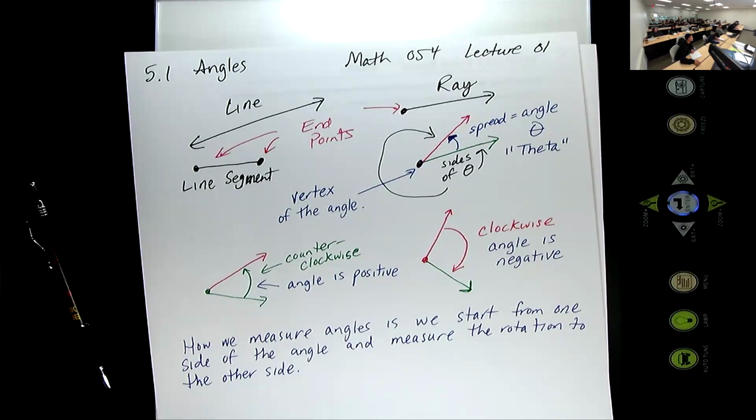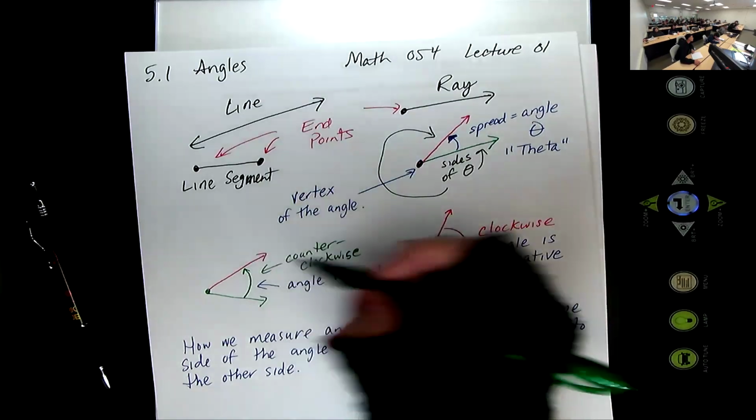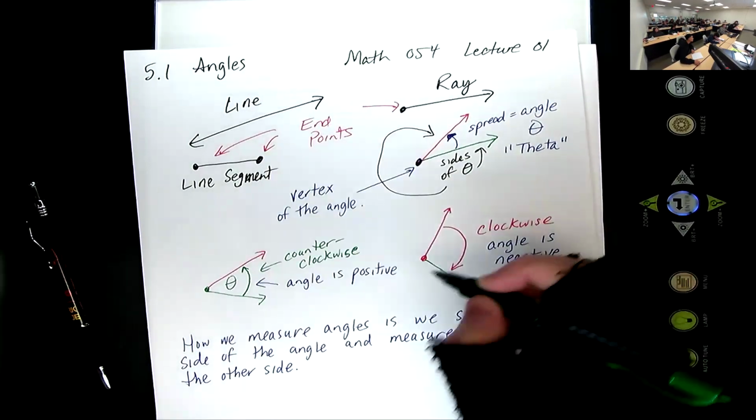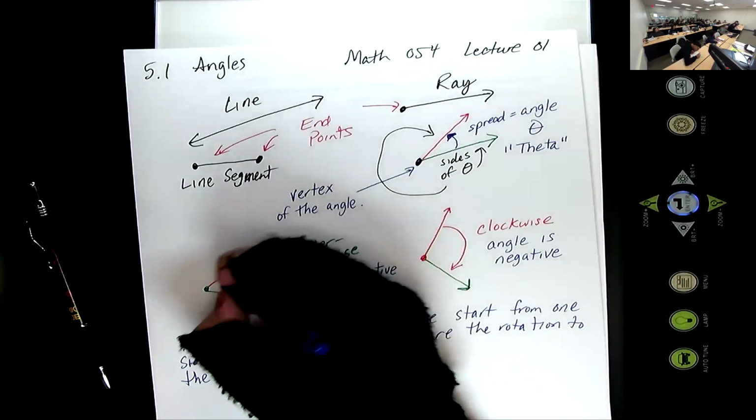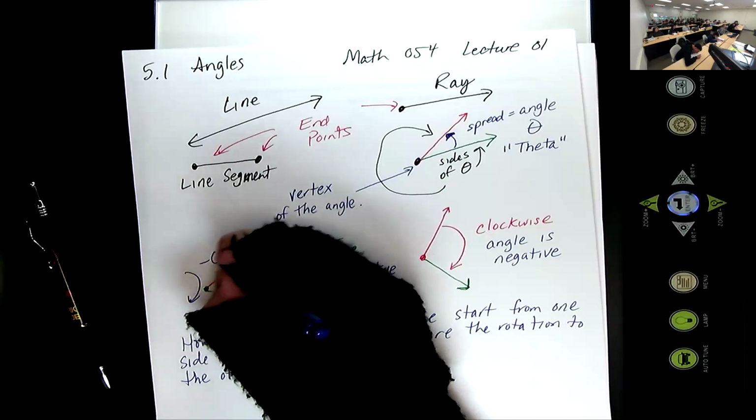So we could have a positive angle or negative angle, so this is theta. Then going the other direction would be negative theta.